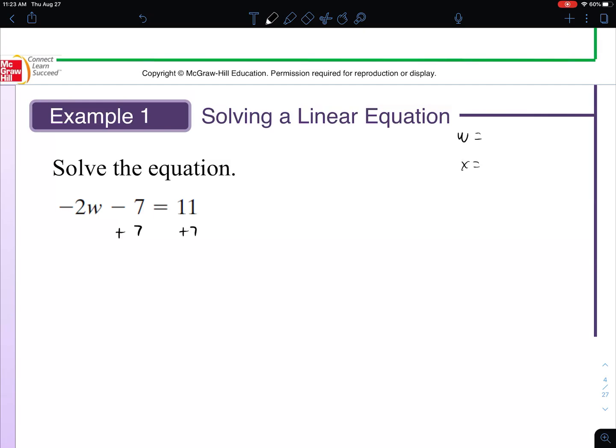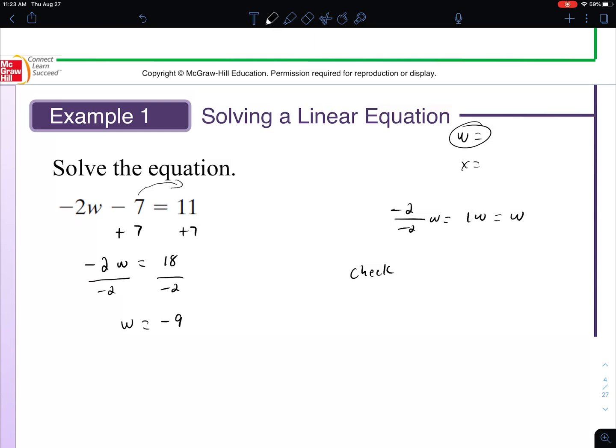Here, since I have a negative 7, I'm going to add 7 to both sides. That's going to move the negative 7 from the left side over to the right side. Now, since I have negative 2w is equal to 18, I'm going to divide both sides by the coefficient, because I want to isolate the variable like I said before. Negative 2w divided by negative 2 is just w, because the negative 2's cancel each other out. That's equal to 1w, which is just w. And then 18 divided by negative 2 is negative 9.